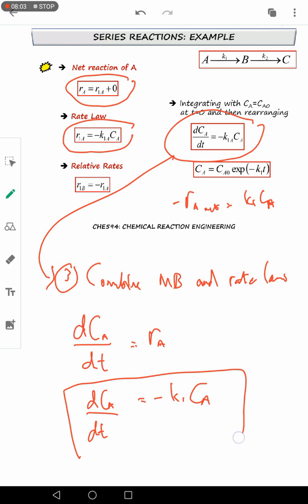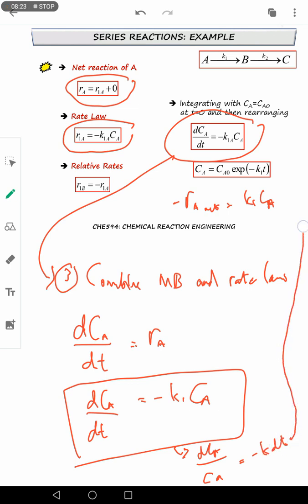So from here, bila you operasikan dia, in which that bila you buat, you rearrange dCA over CA equals to negative K1 dt. So yang ni saya tak nak tunjuk, nanti you akan dapat jawapan macam ni.